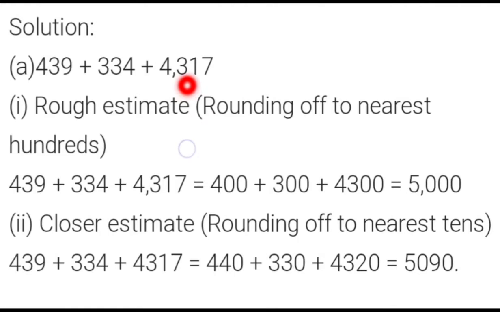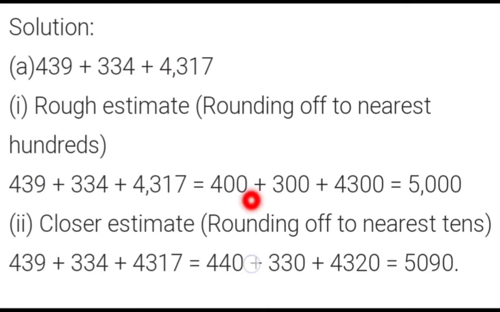4,317, as we are rounding it off to hundreds, we are going to write 4,000 as it is. So let's think about 317. It is lying between 300 and 400, and as it is less than 350, we are going to round it off to 300. That means the number is totally going to be rounded off as 4,300, like this.